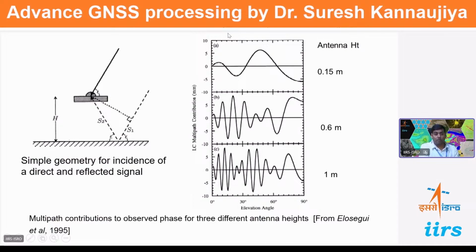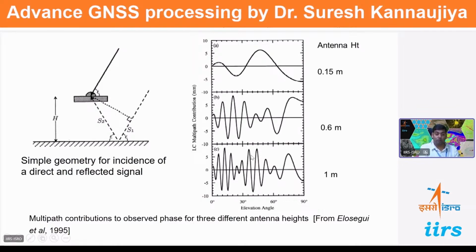So this is some example of this antenna at a different elevation angle. You can see here, this is the antenna height 0.15, this is the antenna height at 0.6 meter, and this is 1 meter height. So you can see the variation. This is the linear combination multipath.